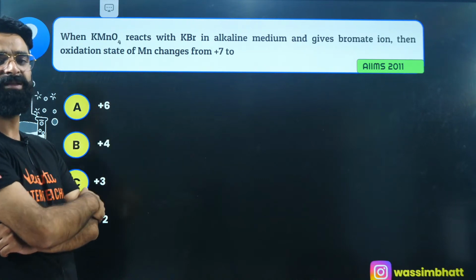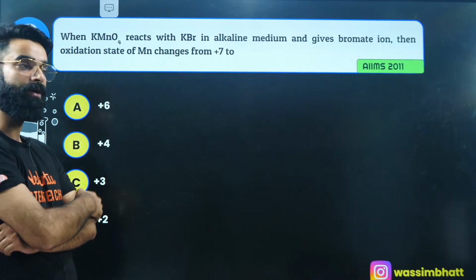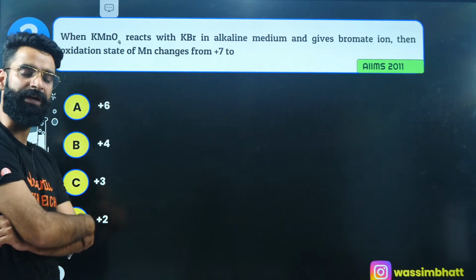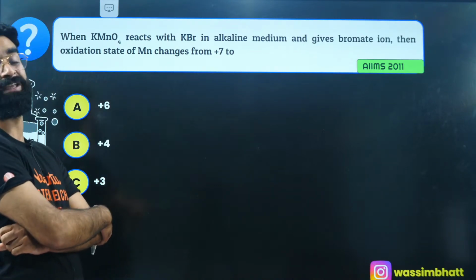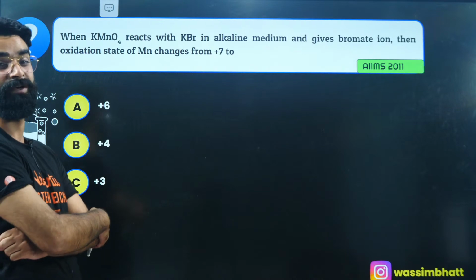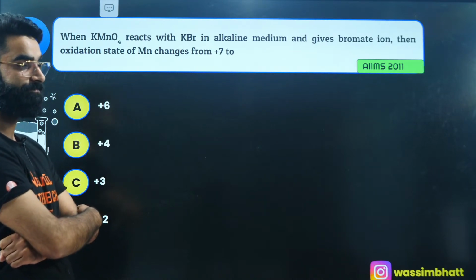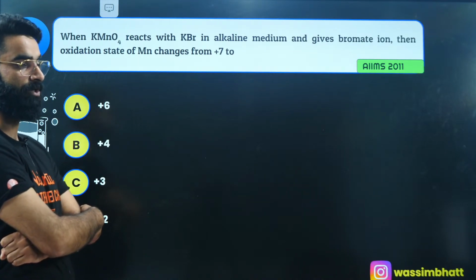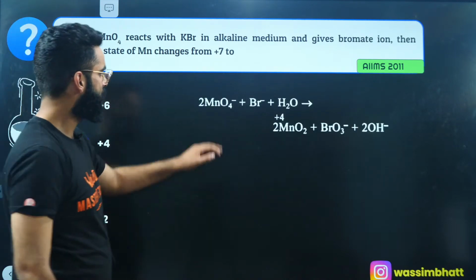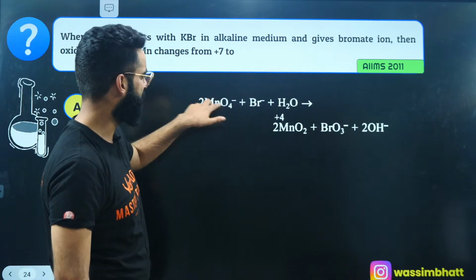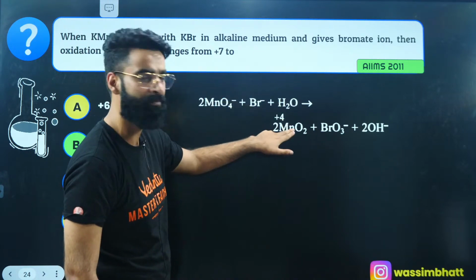KMnO4 is participating in the basic medium. I hope you remember, when KMnO4 participates in the acidic medium, it gets converted into Mn dipositive. And when the same KMnO4 is in the alkaline medium, basic medium, it gets converted into MnO2, right? Yes, you can have a look at the reaction as well. MnO4 negative or KMnO4 in basic medium gets converted into MnO2.